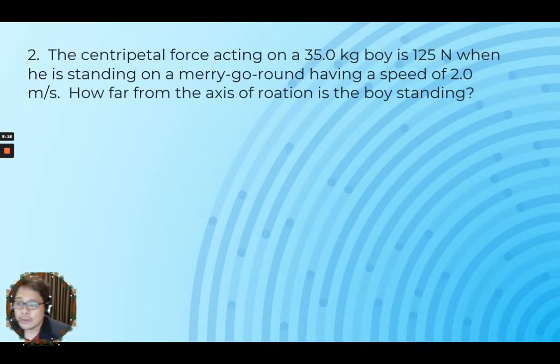The centripetal force acting on a 35 kilogram boy is 125 newtons. So this time around, you are given the centripetal force when he is standing on a merry-go-round having a speed of 2.0 meters per second. This time, how far from the axis of rotation is the boy standing? So we're looking for the R. The equation that we will be using is F equals mv squared over R. In this case, the given is F, the given is M, and the given is V.